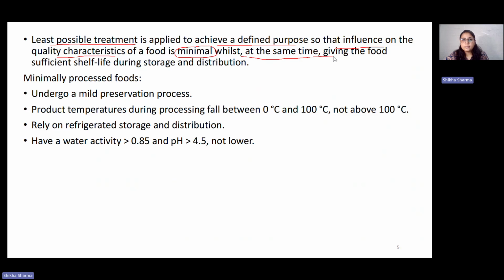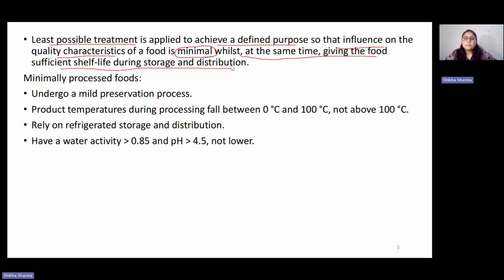So at the same time, giving the food sufficient shelf life during storage and distribution. So, in the minimally processed food products, what we are going to do is apply the minimal or the least possible treatment so that the defined purpose of killing the microorganisms and pathogens will also be done, and simultaneously the quality characteristics of the food product can also be maintained.